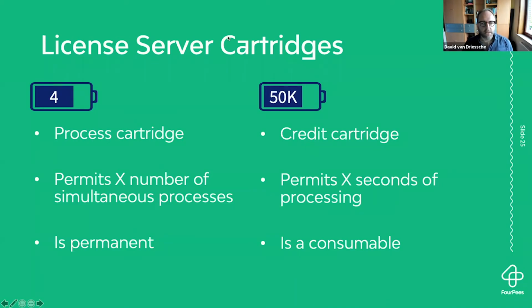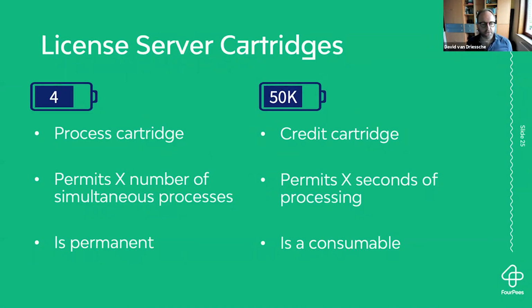Yeah. So how does this work from a licensing point of view? Well, once you have the license server installed, you can install cartridges in there. That's what we call them: cartridges. Think of your printer in a way. If you don't put an inked cartridge in your printer, it doesn't print very well. And there are two types of cartridges. There is a process cartridge and there is a credit cartridge. They are completely different. They can be combined, and we can give some examples of how to do that as well, but they are completely different.